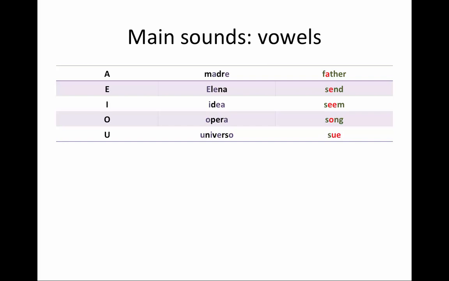In Italian, for example, the words that we have as examples here are madre, Elena, idea, opera, universo. So you saw from these examples that the final vowel is always pronounced in Italian. It's never silent like in French. And if you have several vowels in a row, you will pronounce them all, as in idea.